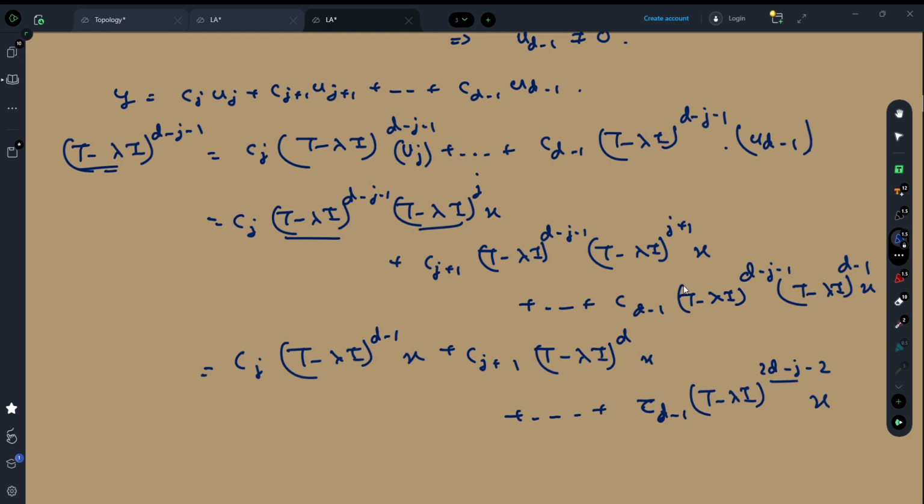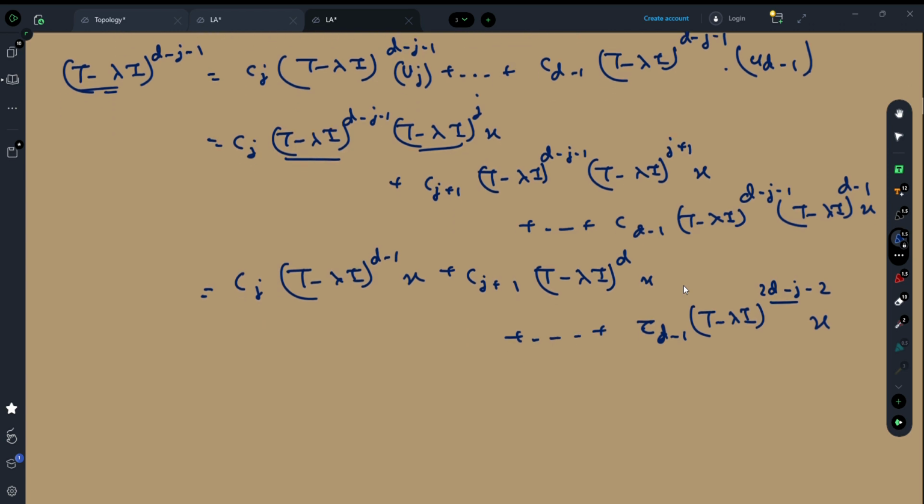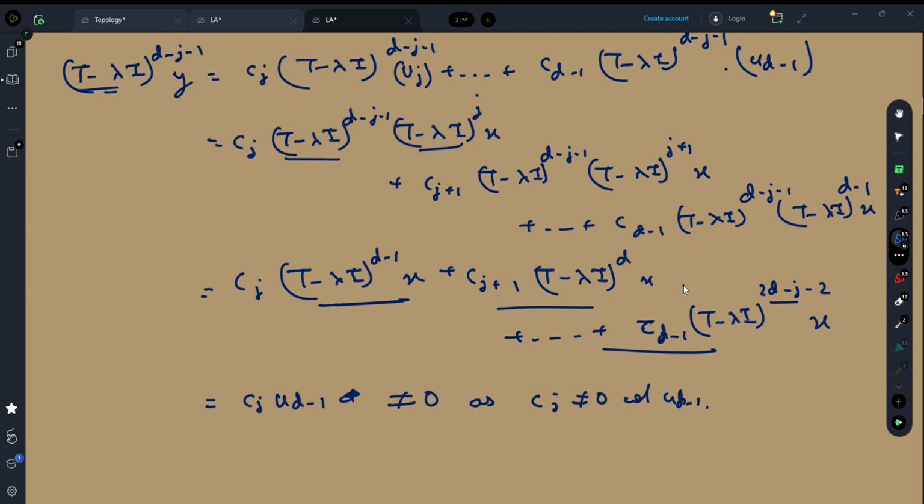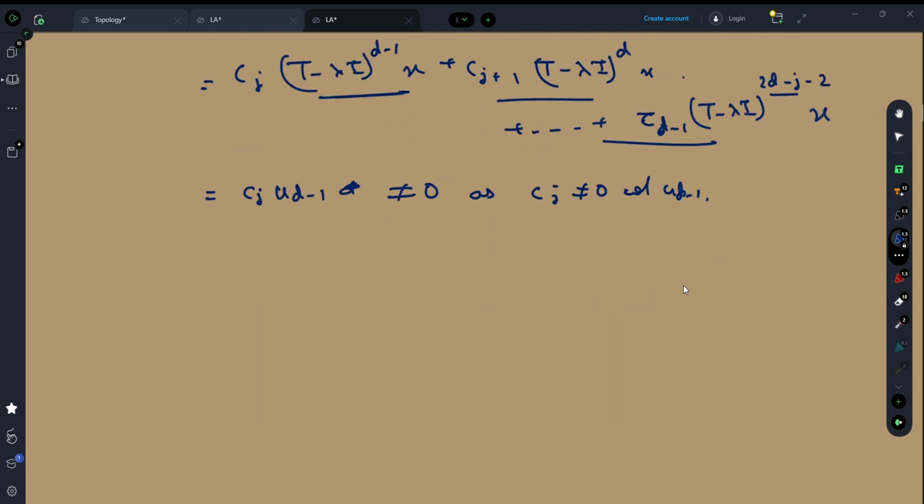Whatever, this is greater than d, this is immediately greater than d. So this is u_{d-1}, right? So you have c_j u_{d-1}, and all these elements are 0, right? So this is simply c_j u_{d-1}, that is again non-zero, as c_j is non-zero and u_{d-1} is non-zero. This we just observed: u_{d-1} is non-zero. Okay, I have missed writing y here. It is c_j (T minus lambda I)^{d-j-1} of y, sorry.